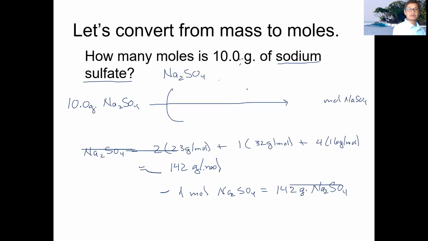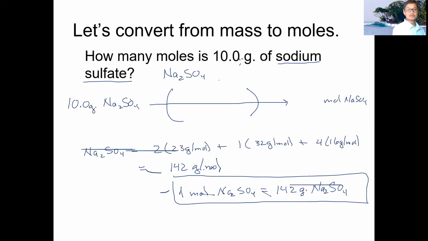The only difference here is that instead of starting with moles on the left-hand side, we start out with grams. Instead of solving for grams, we're going to solve for moles. So we have to set up this equality so that this unit cancels out, which means we put 1 mole of sodium sulfate on top, and the mass on the bottom, which means we are dividing by the molar mass. 142 grams of sodium sulfate on the bottom, right?